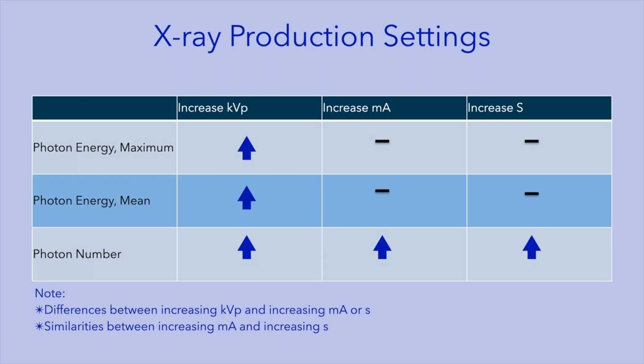To summarize, milliamperage and seconds have similar effects on X-ray production. Increasing the mA or increasing the exposure time will increase the number of photons. In contrast, increasing the kVp will increase the maximum energy of the photons, the mean energy of the photons, as well as the photon number.